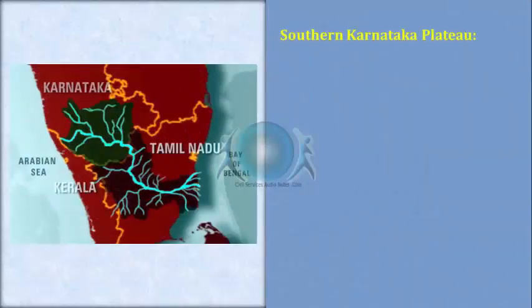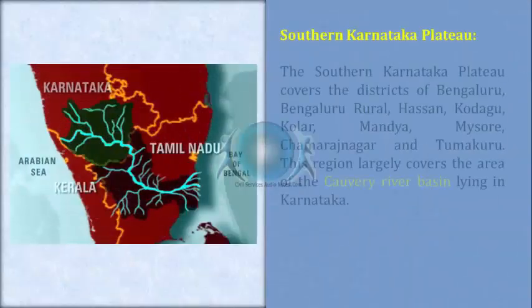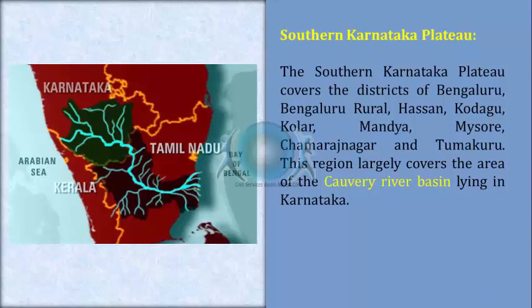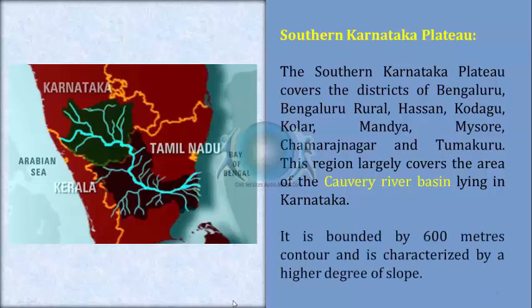Now let's have a look at the Southern Karnataka Plateau. The Southern Karnataka Plateau covers the districts of Bangalore, Bangalore Rural, Hassan, Kodagu, Kolar, Mandya, Mysuru, Chamarajanagar and Tumakuru. This region largely covers the area of the Kaveri river basin lying in Karnataka. It is bounded by the 600-meter contour and is characterized by a higher degree of slope.